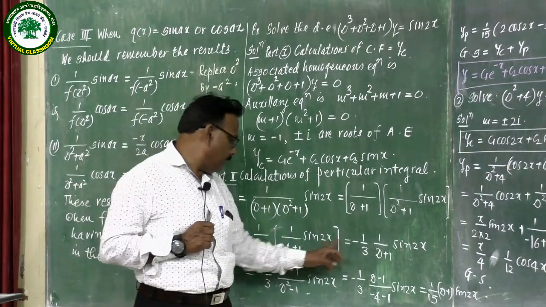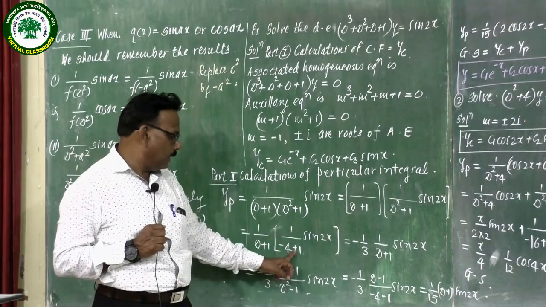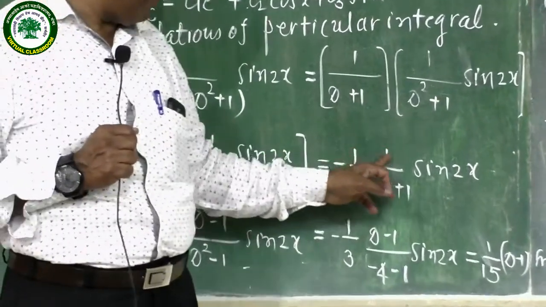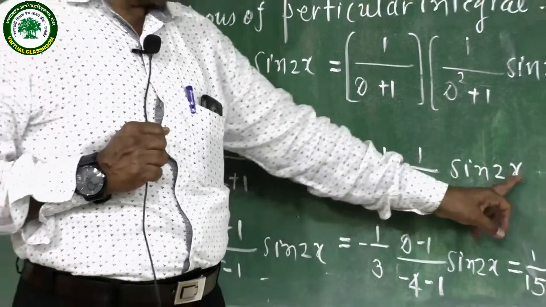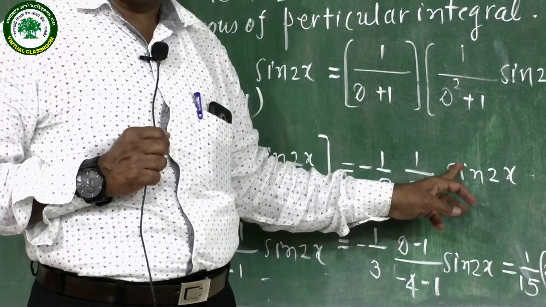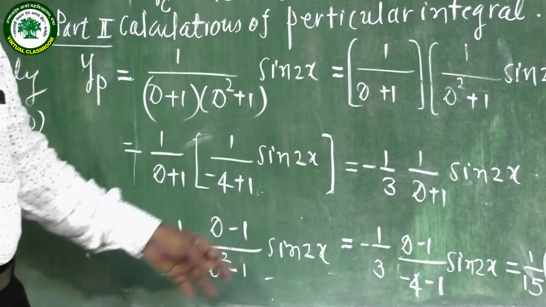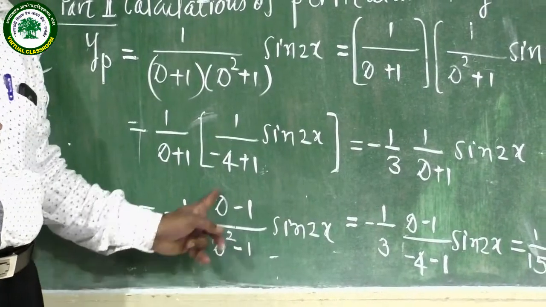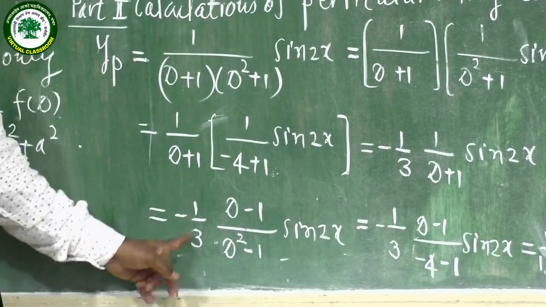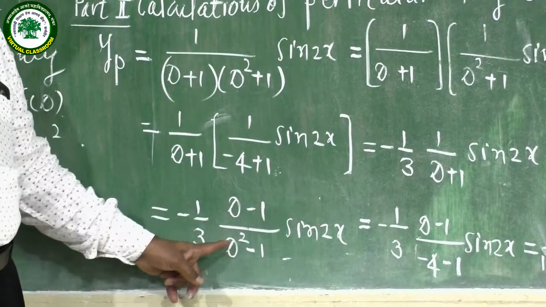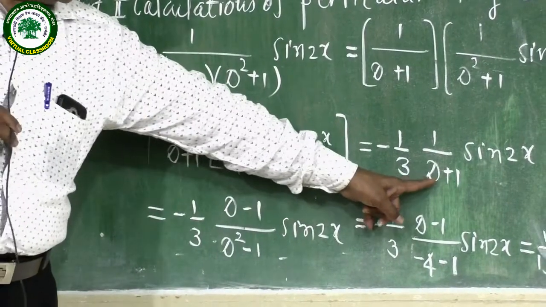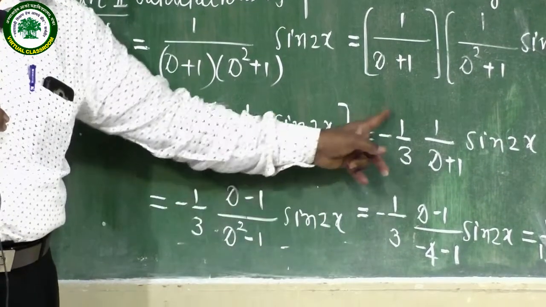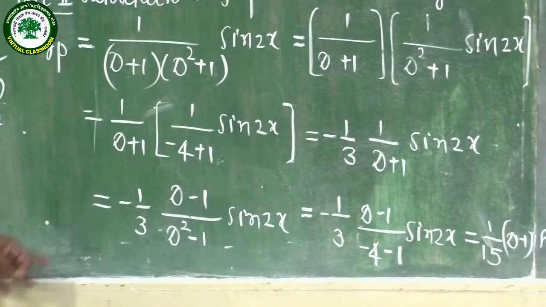After simplification, 1 upon minus 4 plus 1 will be minus 3. Take this minus 1 by 3 outside and again operate 1 upon D plus 1 on sin 2x. But it is simplified slightly again this way. You have to rationalize this: multiply denominator and numerator by D minus 1. What will happen here? Minus 1 upon 3, D minus 1 will be as it is, divided by D square minus 1, because D plus 1 times D minus 1 is D square minus 1.